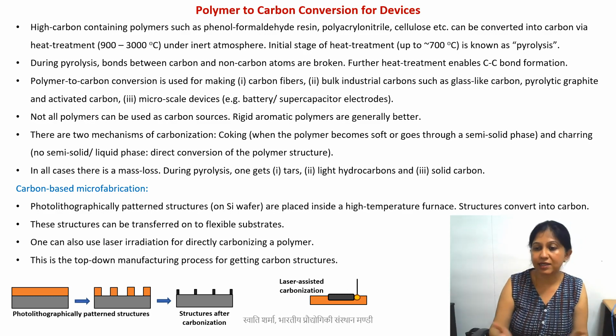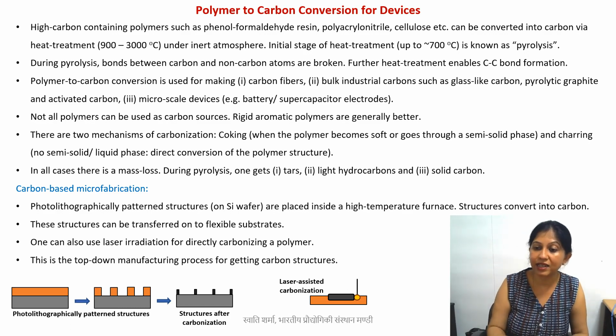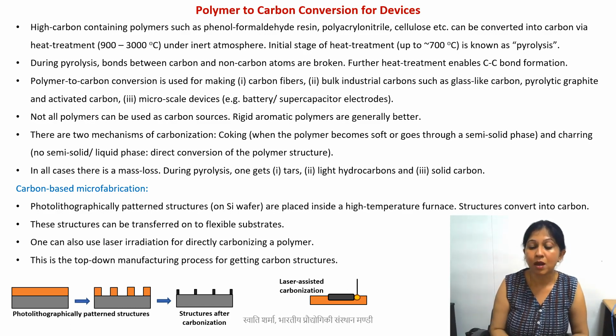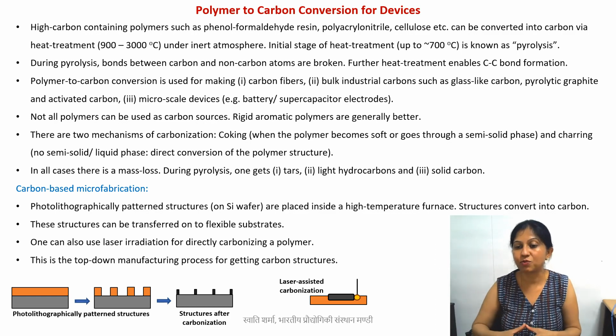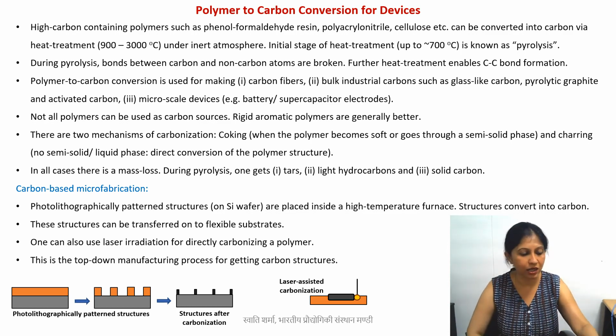Okay, so the last thing: as you already understand, these are the top-down manufacturing processes for making carbon structures. In the next lecture, I will be talking about bottom-up techniques, which means you take a carbon nanomaterial, which most probably is synthesized using CVD techniques, and then how do you make a device or a structure from that. This is what we'll learn in the next lecture.